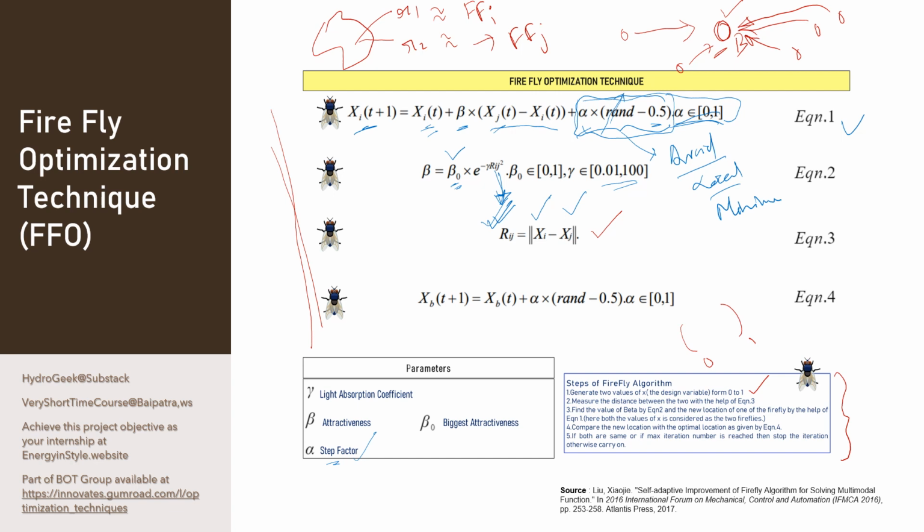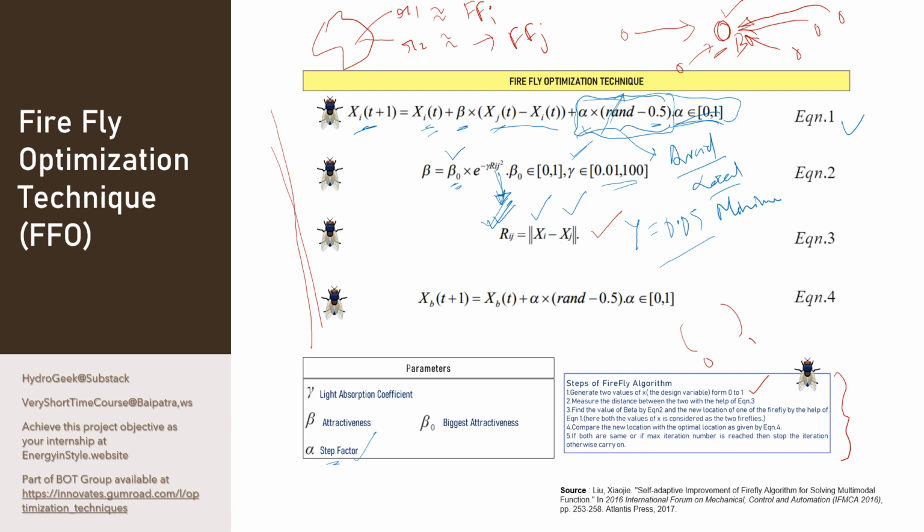But once you take the value of gamma, you cannot change the value of gamma in the entire step. This becomes a constant. Means if you have taken gamma to be 0.05, for the entire iteration, gamma will be 0.05. You cannot change it. That is the assumption. And now what is beta zero? Beta zero is the brightest firefly's attractiveness, the attractiveness of the brightest firefly.